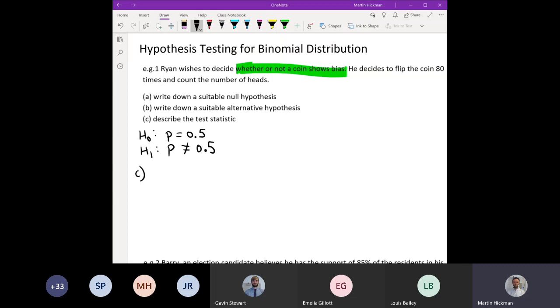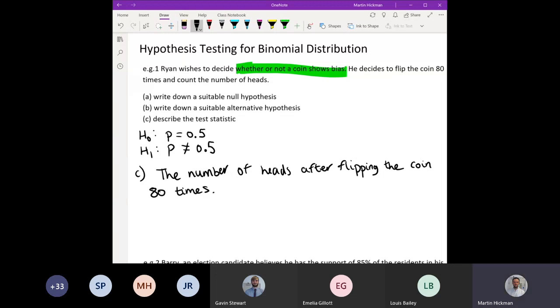X would just be, in this case, the number of heads after flipping the coin 80 times. Okay, so when it says test statistic, it just means what are you measuring, what data are you collecting, what are you counting. In this case, we're just counting the number of heads when we flip the coin 80 times.